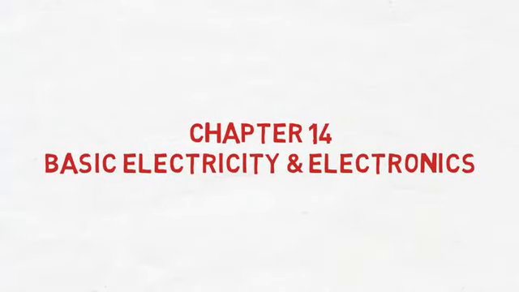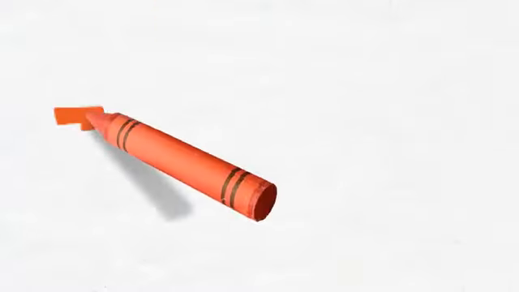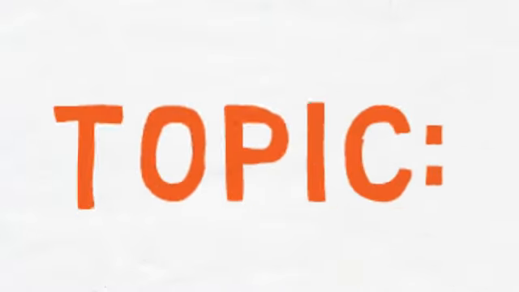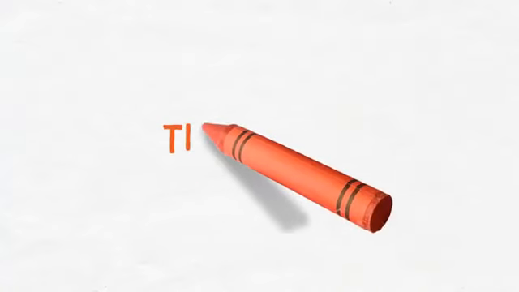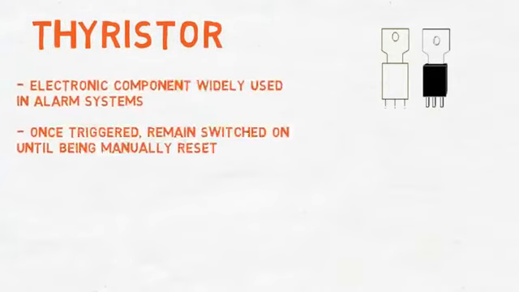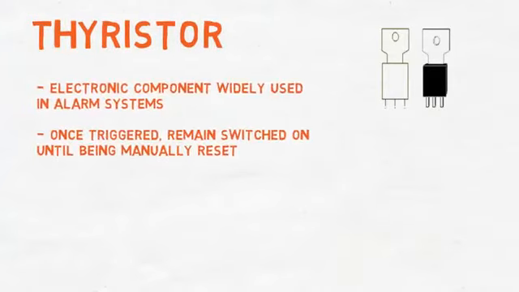Chapter 14 Basic Electricity and Electronics. In this video, we'll be looking at thyristors. A thyristor is an important electronic component that is widely used in alarm systems. Once they are triggered, they remain switched on until being manually reset.